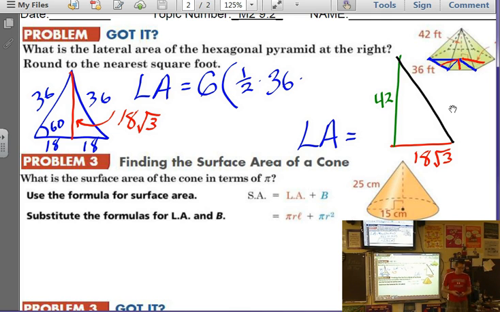Okay, people, we do 42 squared plus 18 radical 3 squared. Make sure you're typing that into your calculator right, because that could get you in trouble. Put 18 radical 3 in parentheses and then square it. Square root that answer. I got 42.638. I got 42.6 as well.